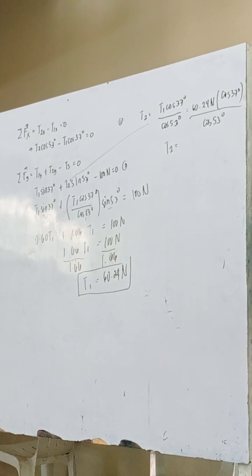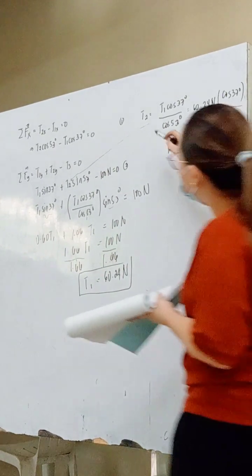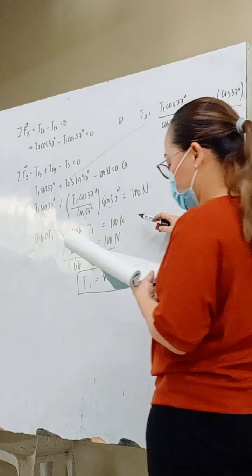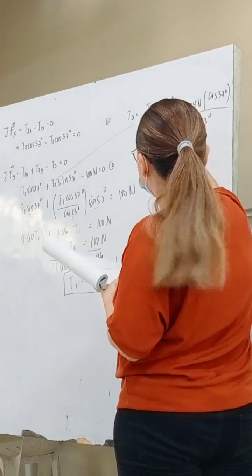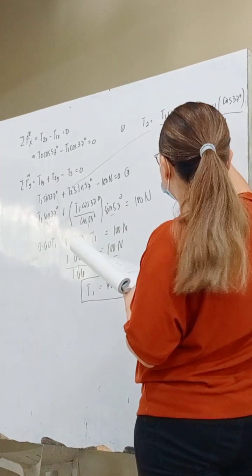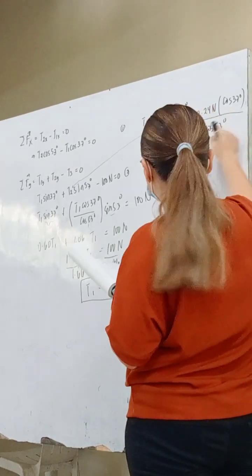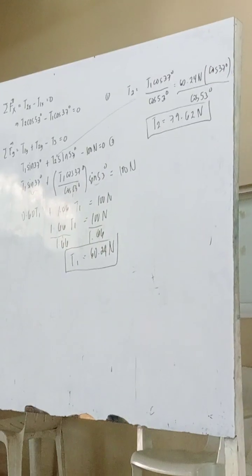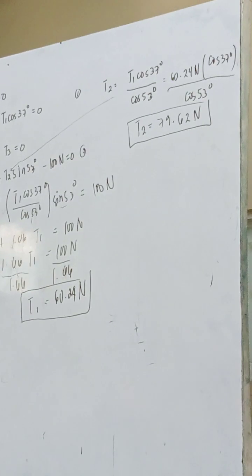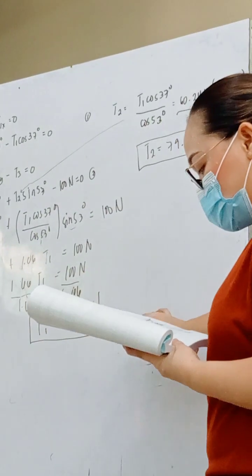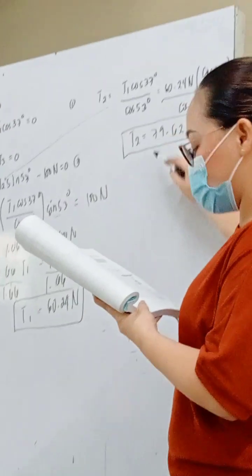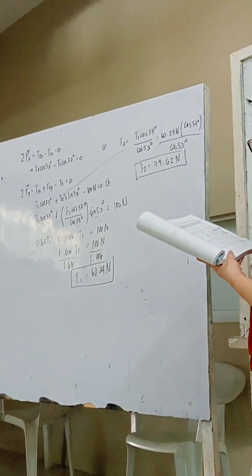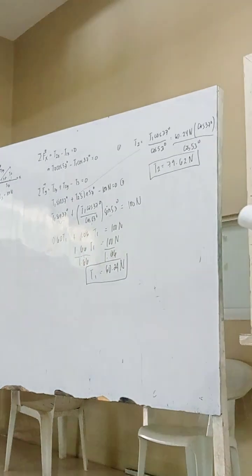In the book, they solve T1 in terms of T2. Then they get 79.6, so 79.62, around 79.8, and T1 is about 60.2.